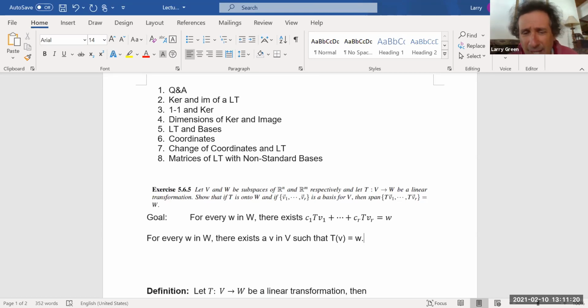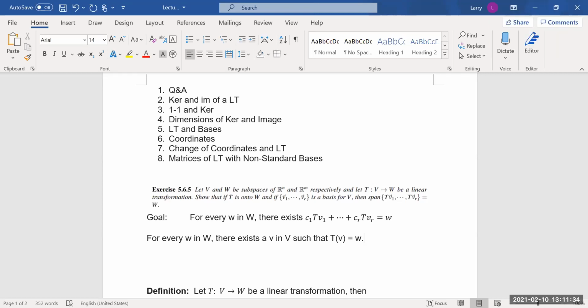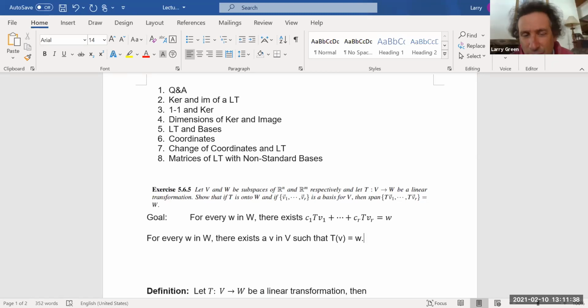All right, but V1 through VR is a basis for V. What does it mean for V1 through VR to be a basis? It means two things. What two things? Linear independence and span. Now, for this one, it turns out that span is what we need. We actually don't even need it to be a basis. We just have to make sure that it spans V. Does that make sense? So it spans V because it's a basis.